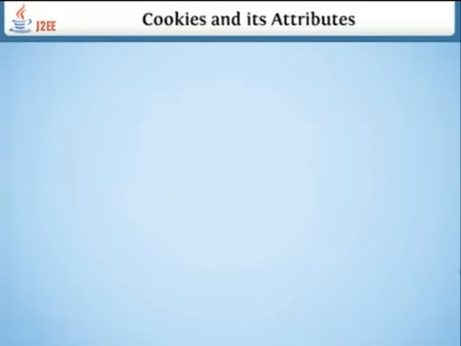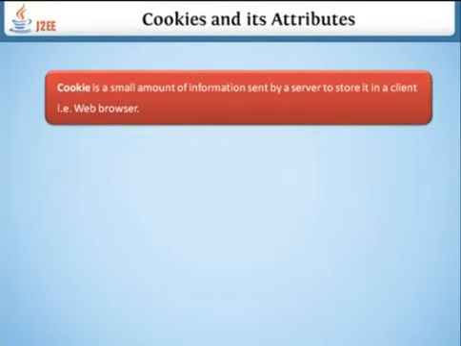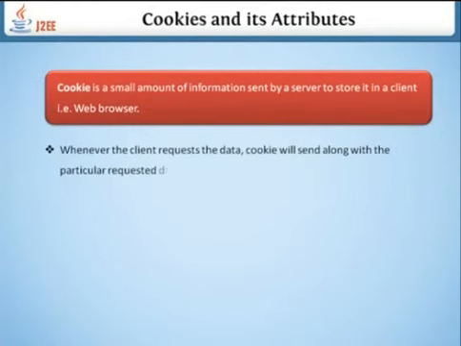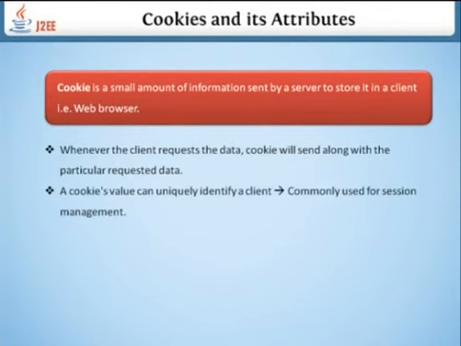Cookies. The next technique is cookies and their attributes. A cookie is a small amount of information sent by the server to be stored in the client web browser. Whenever the client requests data, the cookie is sent along with the requested data. A cookie value can uniquely identify a client, and is commonly used for session management.